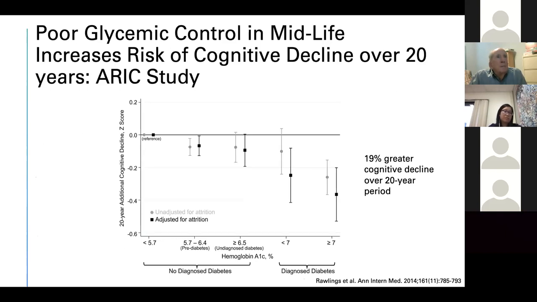Another important risk factor is poor glycemic control in midlife, which really increases the risk of cognitive decline over 20 years. This was shown in the ARIC study. They looked at about 13,000 participants in the US between the ages of 48 and 67. And what they found was that those who were diagnosed with diabetes had about a 19% greater cognitive decline over a 20-year period compared to those who were not diagnosed. And those who had worse control, with an A1C greater than 7%, had more cognitive decline compared to those who had an A1C less than 7%.